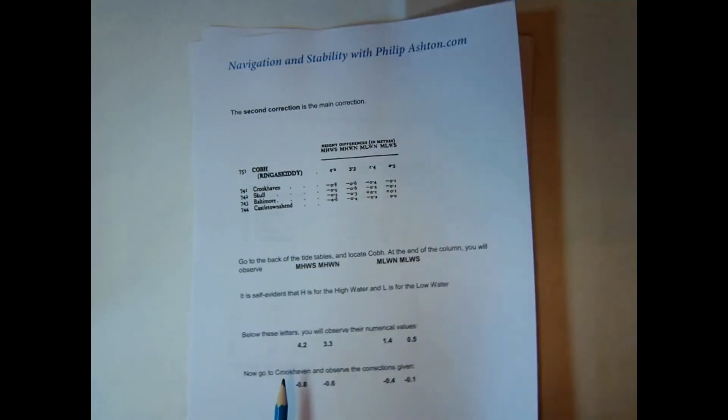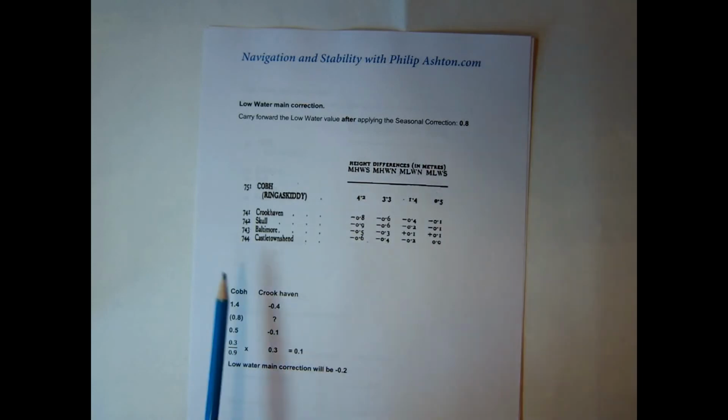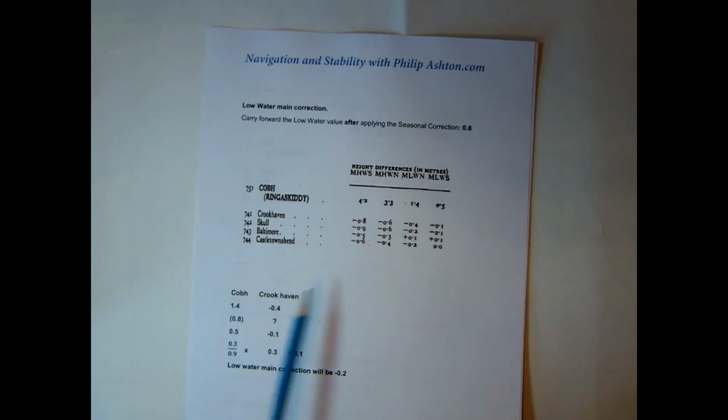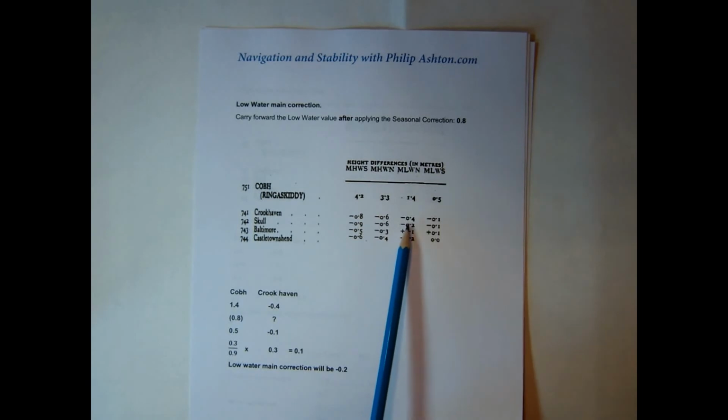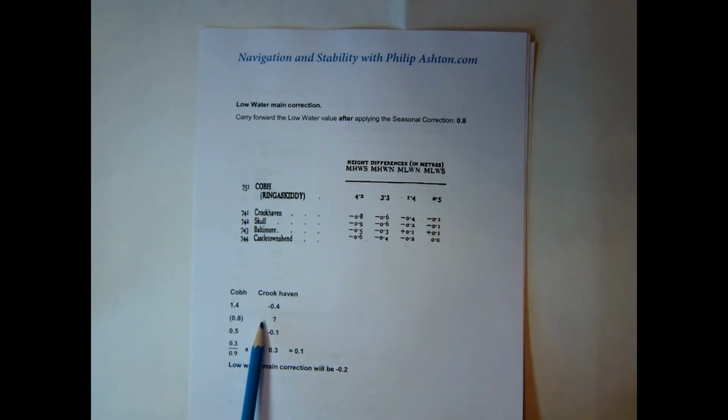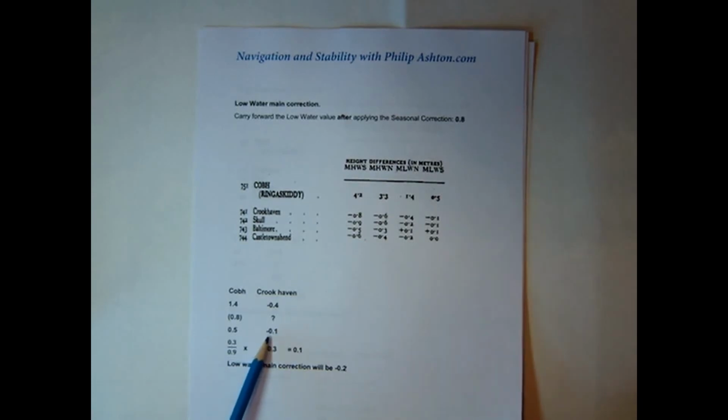Okay, so we'll do the low water main correction first. 1.4 and 0.5 I've written here. Low water at the moment is 0.8 after we've applied the seasonal correction, and our actual corrections for Crookhaven are minus 0.4 and minus 0.1. 0.5 to 1.4 is 0.9. 0.5 to 0.8 is 0.3. So I'm going that way with the correction, multiply it by the difference between these two, and I get a value of 0.1. Low water main correction will be that way, so it's going to be minus 0.2.